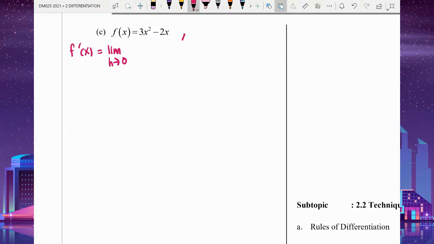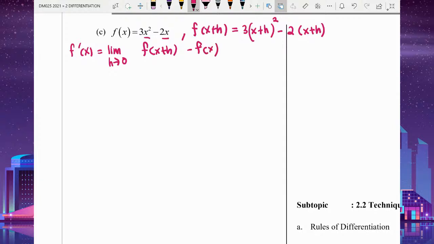Before that, you first find f(x plus h). Just now it was quadratic, but now it's quadratic as well, involving another linear function. So it's a combination, so don't worry. Whatever you have x here, you add h, and then minus (x plus h). The most important thing is the bracket. Can or not? So now f(x plus h) minus f(x) over h, limit h approaching 0.